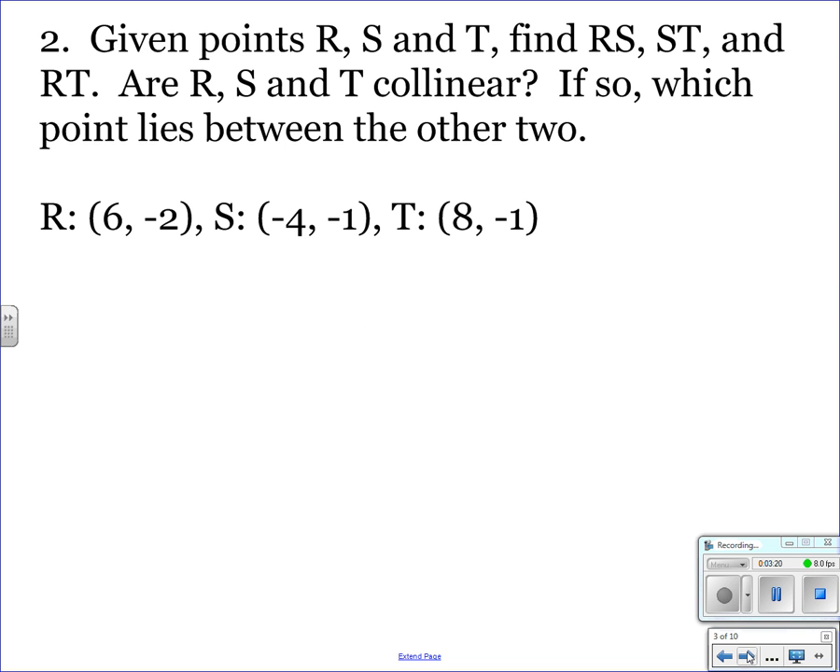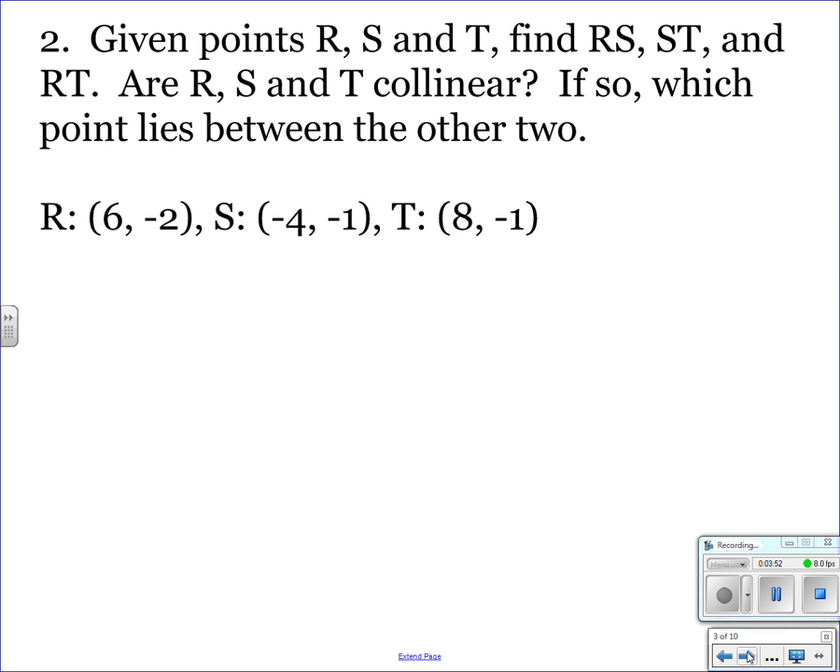Next, an application of this. The reason we start doing some applications is we're going to work toward proofs involving the coordinate system by the end of the chapter. That's our goal, and we make baby steps to get there. Given points R, S, and T, find RS, ST, and RT. Are R, S, and T collinear? If two of the segments add up to be the third, then they're going to be collinear. If so, which point lies between the other two?